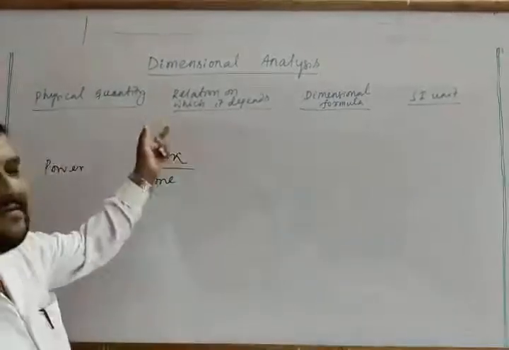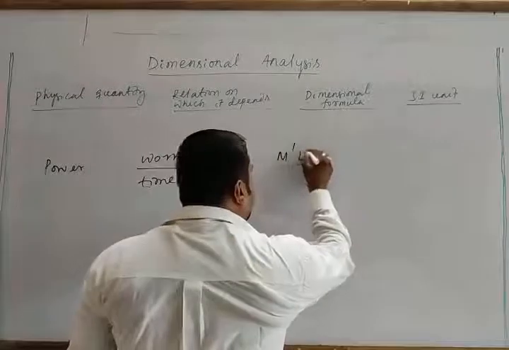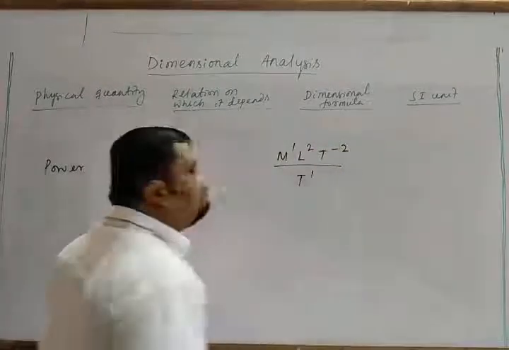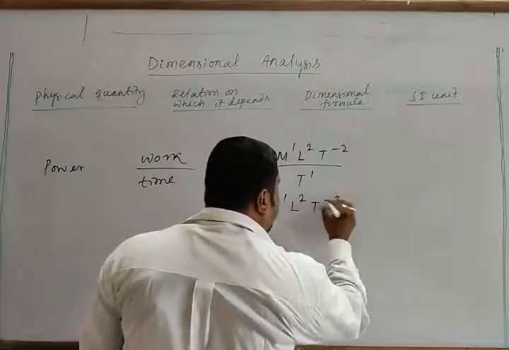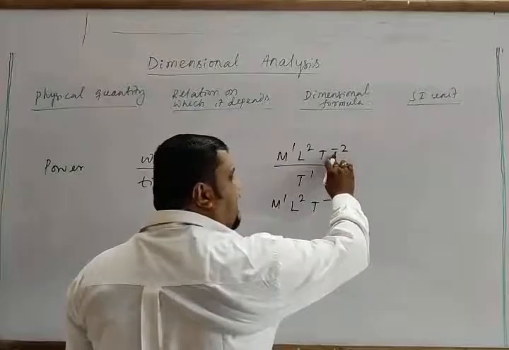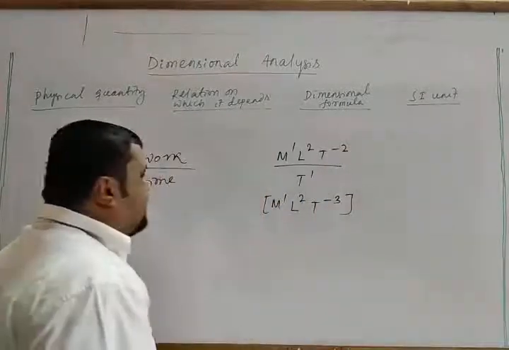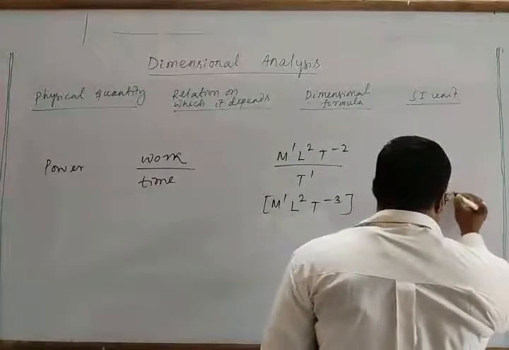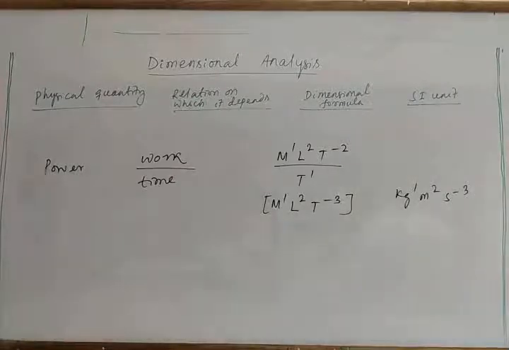But already you have derived for work and time, so I will put directly for work M1 L2 T minus 2, divided by time, which is T1. So if you write this, M1 L2 T minus 3, that is the power. The unit of power is kg meter squared second minus 3.